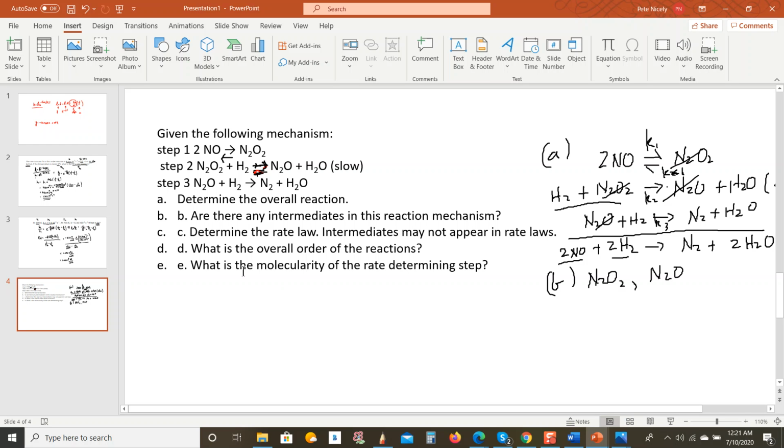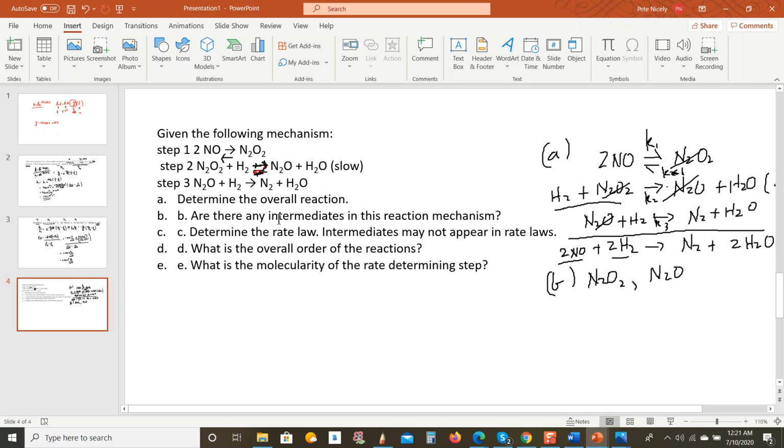And that's what I've done here previously. So what I did was basically rewrite all these steps over here, right? And all I did was cancel out the intermediates, which in this case would be the N2O2 here and here, the N2O here and here, and I basically add up everything else on both sides, and this is the equation which represents the overall reaction. All right, so that's the A part.